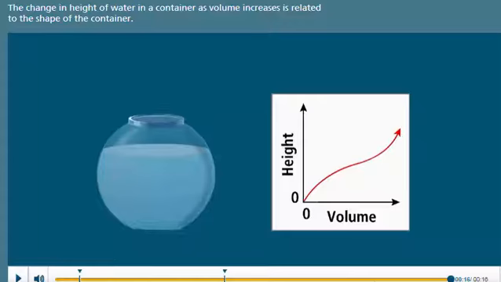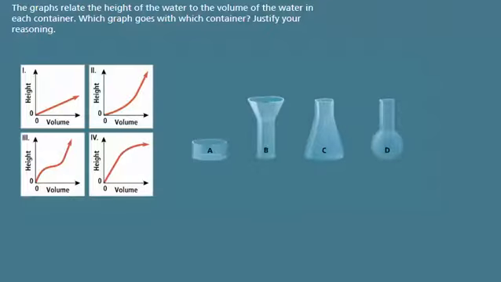So what we're going to do is look at these 4 containers. It says the graph relates the height of the water to the volume of the water in each container. Which graph goes with which container? So I want you to do this by yourself. Look at these containers. Match up the graphs 1, 2, 3, and 4, and just put whatever letter you think would be best when I fill them with water.